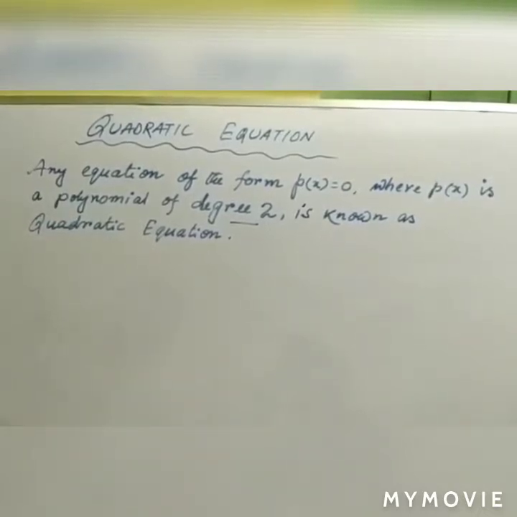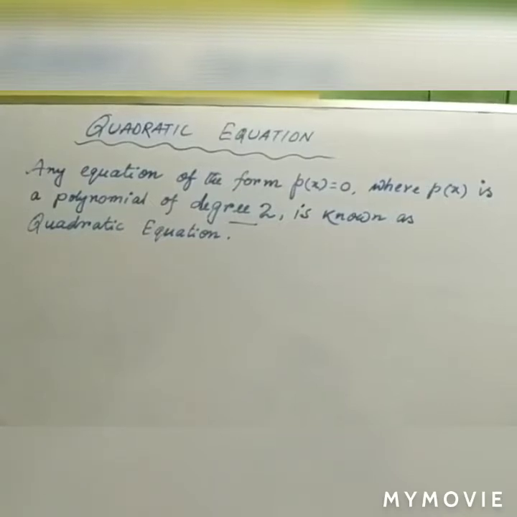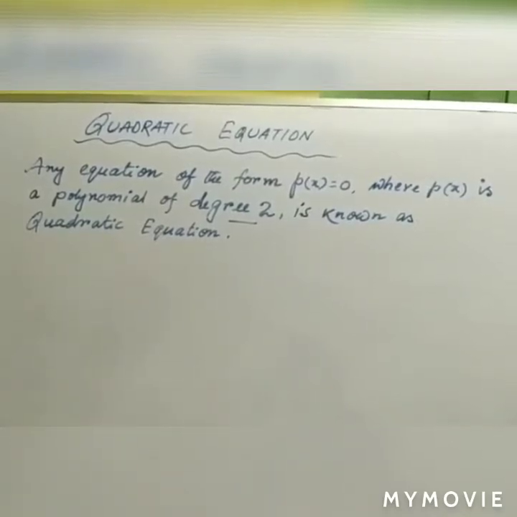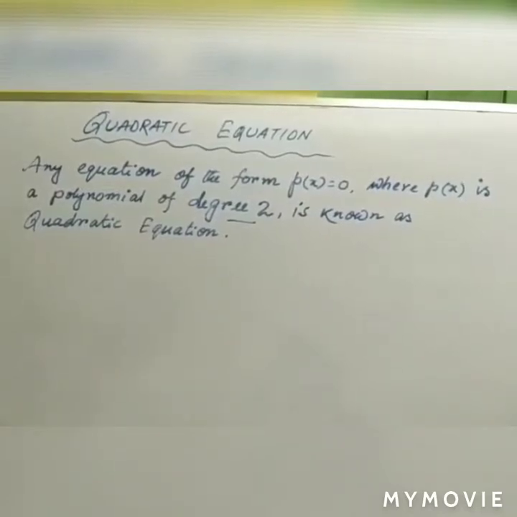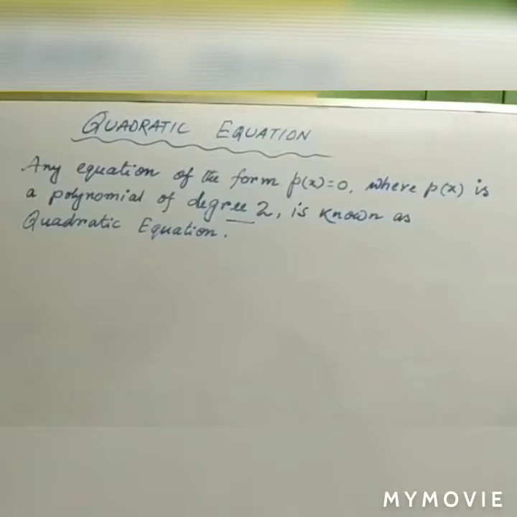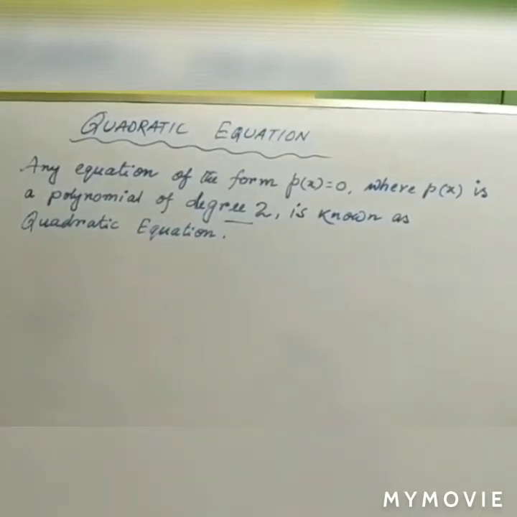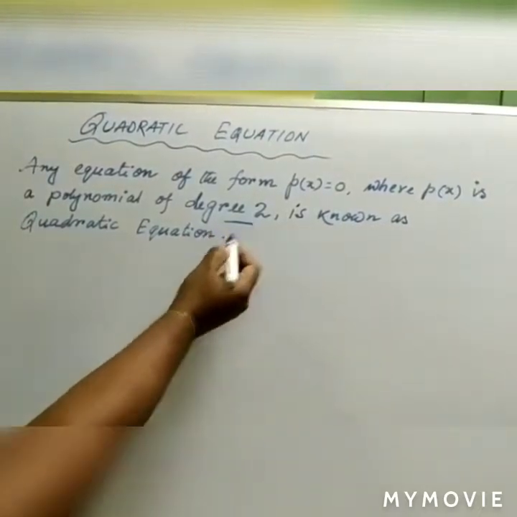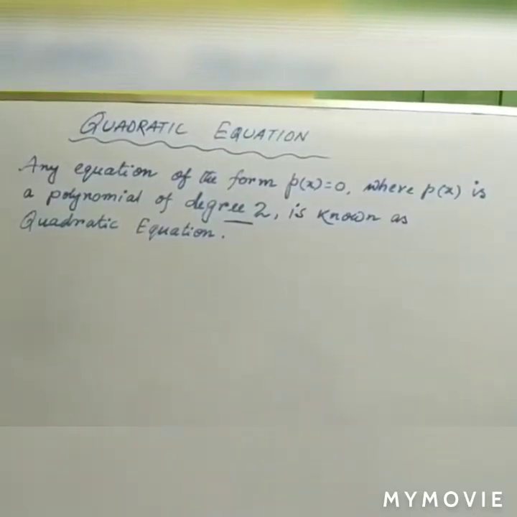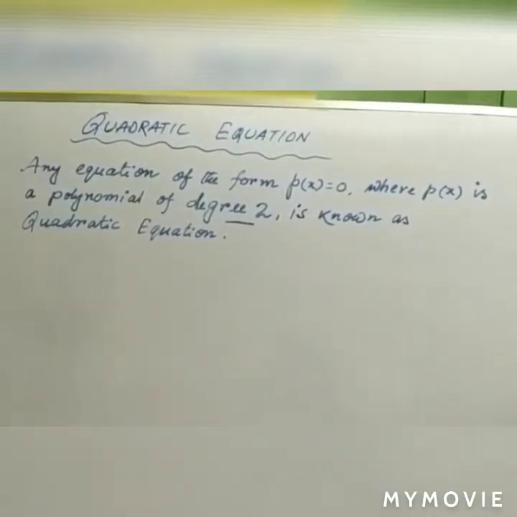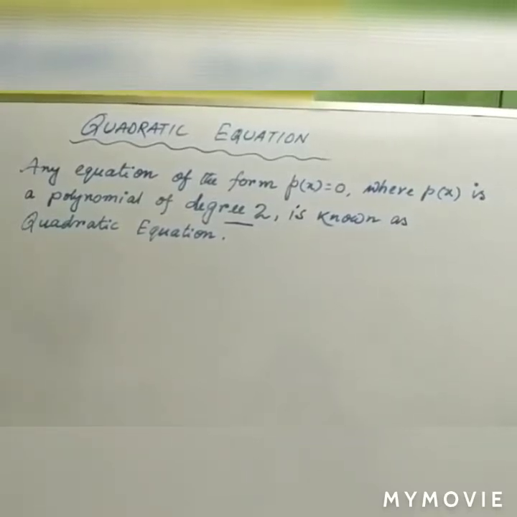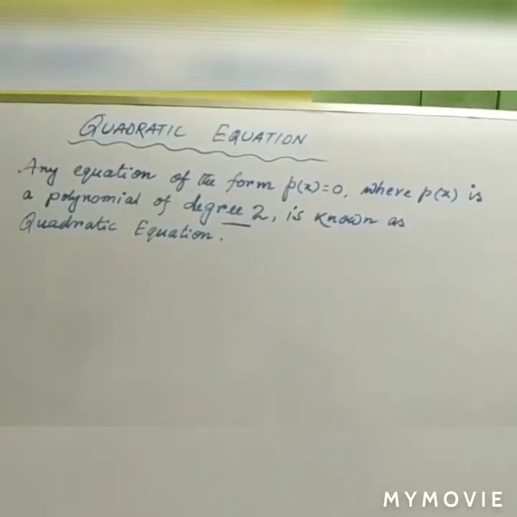So at first we need to understand the definition of a quadratic equation. As you can see, any equation of the form p(x) equals 0, where p(x) is a polynomial of degree 2. Always you need to stress on it, that it is degree 2. Otherwise, if it is degree 1, then it will become a linear equation. So an equation of the form p(x) equals 0, where p(x) is a polynomial of degree 2, is known as a quadratic equation.